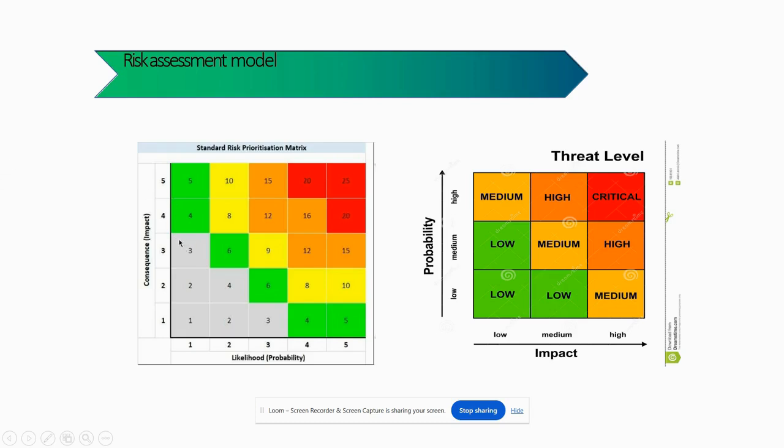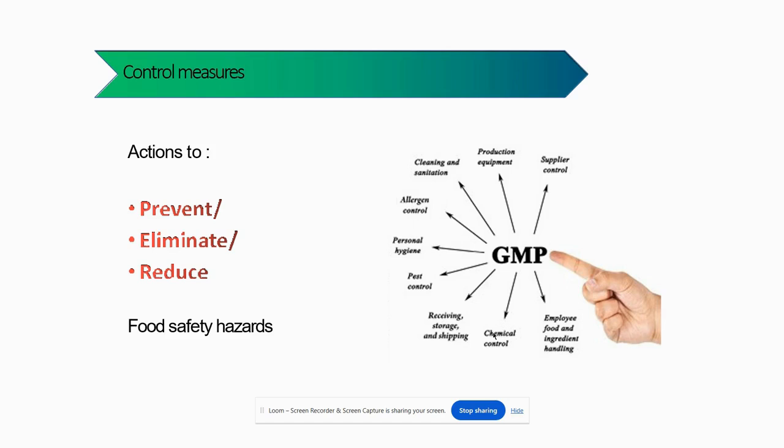So what are the control measures we need to take? What is a control measure? First of all, if any risk is identified, we need to find the control measure, that is how to control the risk. This could be in 3 ways. Either we can prevent the risk, or we can eliminate the risk, or we can reduce the risk. The action we are going to take to control the risk should be either eliminate, prevent or reduce the risk.